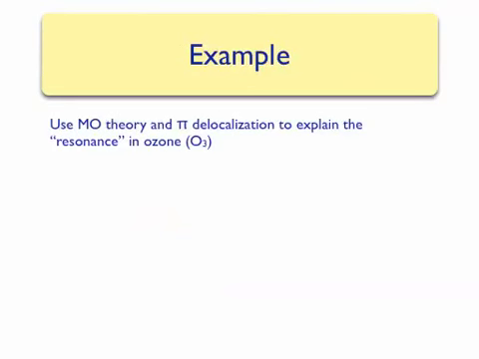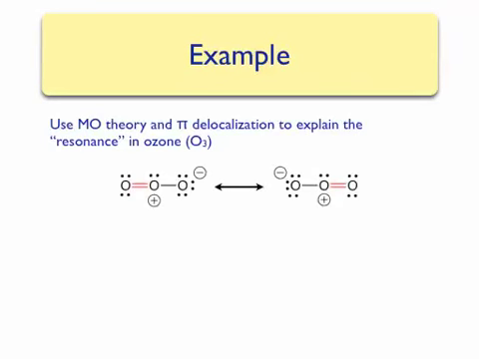We can also use molecular orbital diagrams to describe the resonance in ozone, a far simpler molecule. Remember that ozone has 2 resonance structures that place the double bond on opposite sides of the molecule. We can describe this using molecular orbital theory as well.